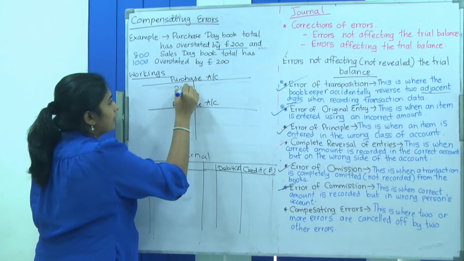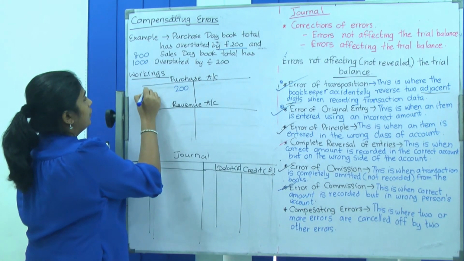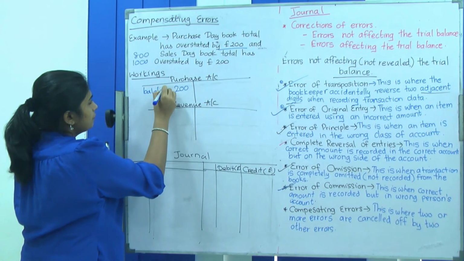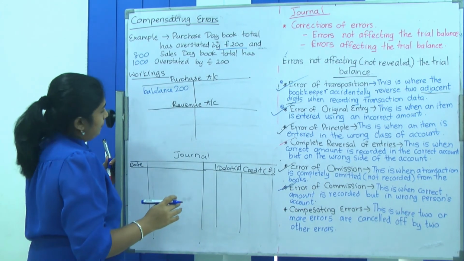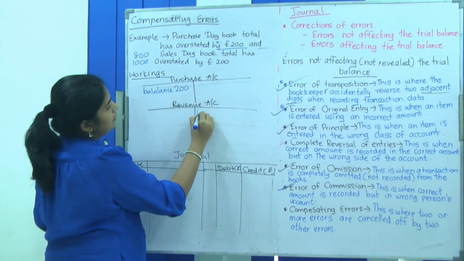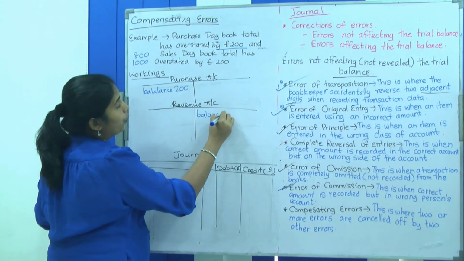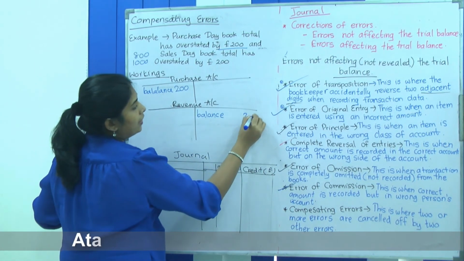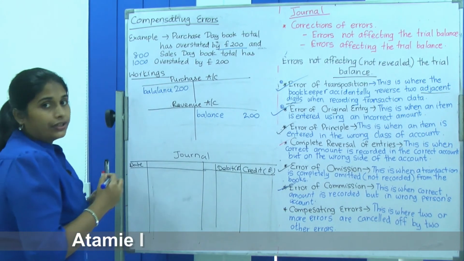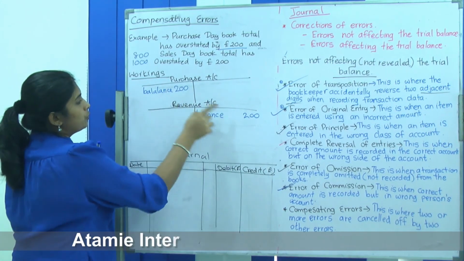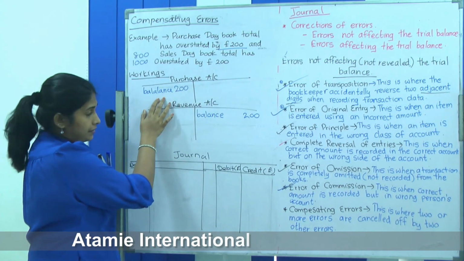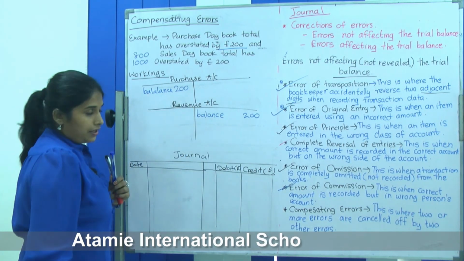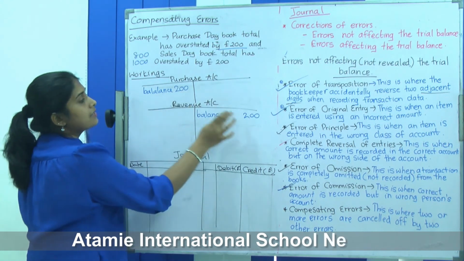So that 200 which they have overstated, we can record as balance. That 200 should be cancelled from the purchases. And revenue balance, that also overvalued or overstated by 200. So revenue will be on the credit side. So these two errors which have happened on the opposite side, purchase error is on the debit side, revenue error is on the credit side. So opposite side and the same value.